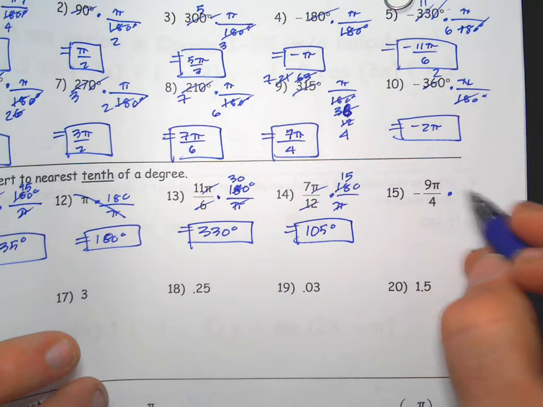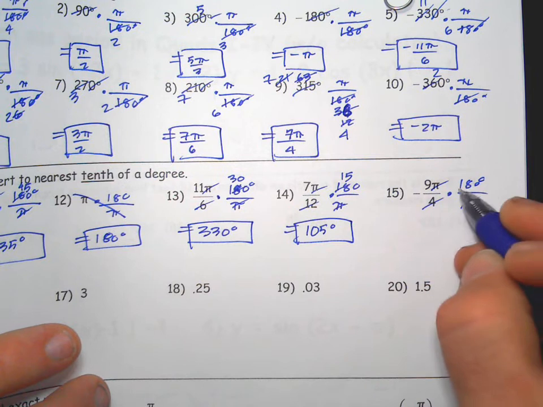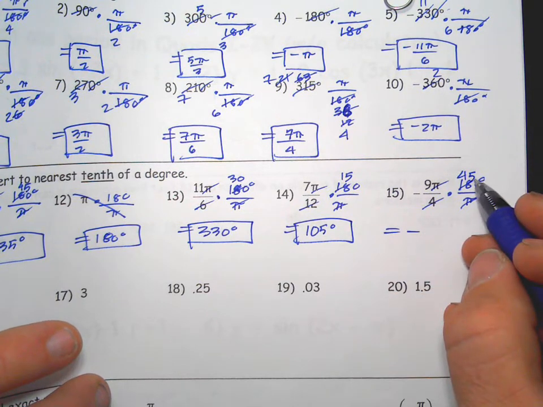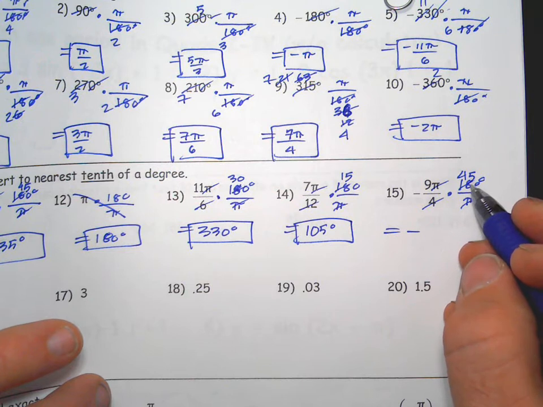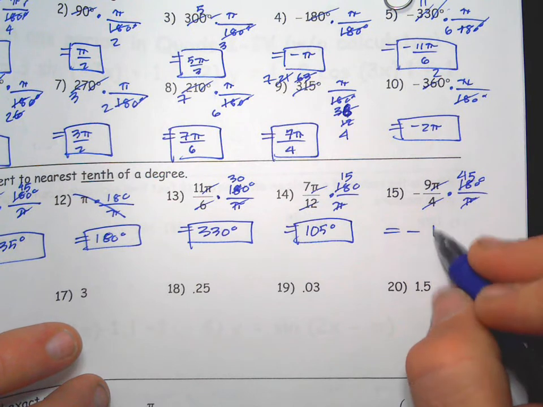Okay, pi on the bottom, 180 on the top. Pi's canceled, 4 goes into it 45 times. It's going to be negative. Every 2 45s is 90. So 90, 90, 180, 360, and then another 45 would be 405.